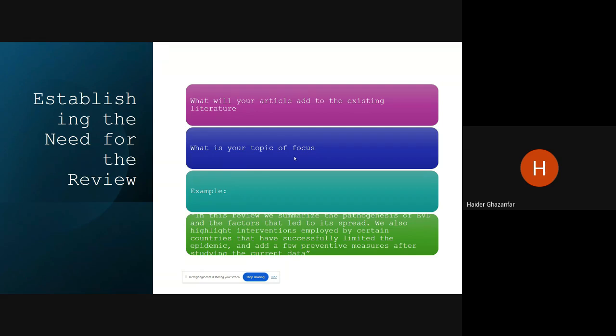So for example, like in the abstract I shared earlier in the slide, our objective in this review article was to summarize the pathogenesis of Ebola virus disease and the factors that led to its spread. We also highlight interventions employed by certain countries that have successfully limited the epidemic, and add a few preventive measures after studying the current data.